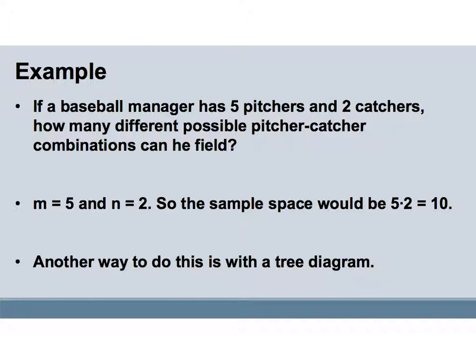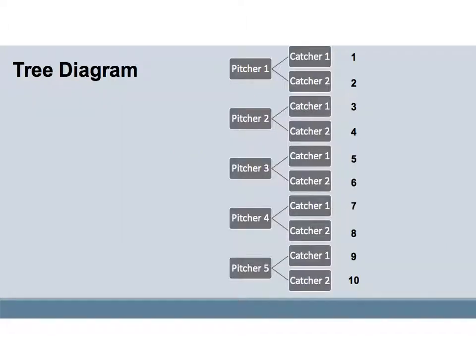Another example: if a baseball manager has 5 pitchers and 2 catchers, how many different possible pitcher-catcher combinations can he fill? Well, same thing. If I do the 5 pitchers times the 2 catchers, I get 10, so there's 10 possible combinations for pitchers and catchers. This is with a tree diagram. In a tree diagram, it's like we did with the dice, except instead of listing each way, we put the pitchers and then the possible catchers beside them, and it shows all 10 different pitcher-catcher combinations.